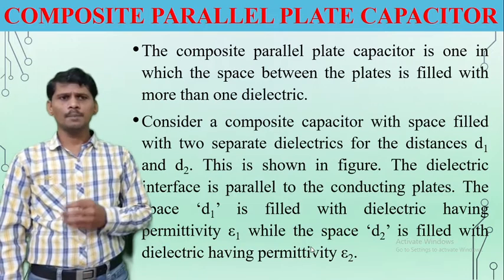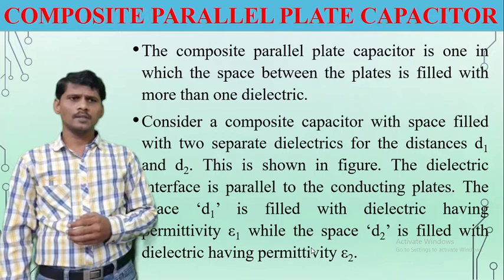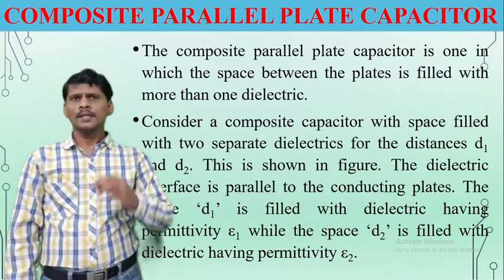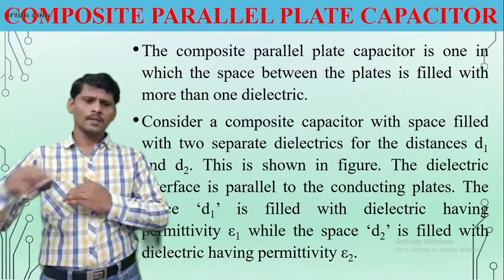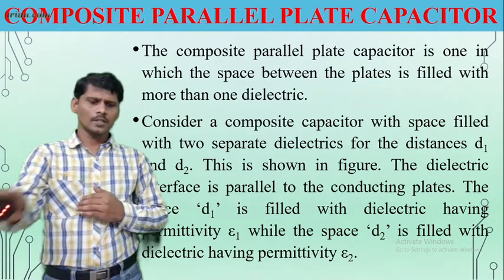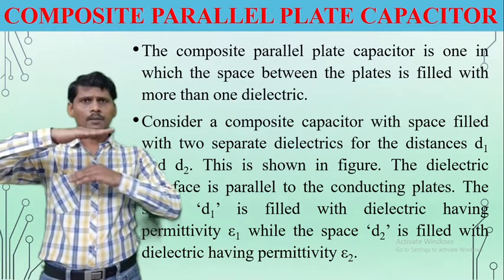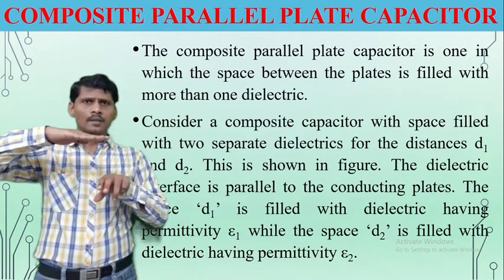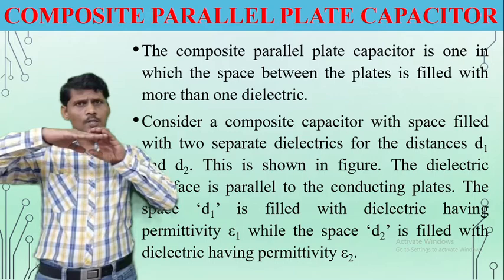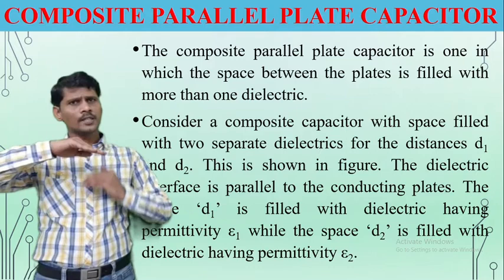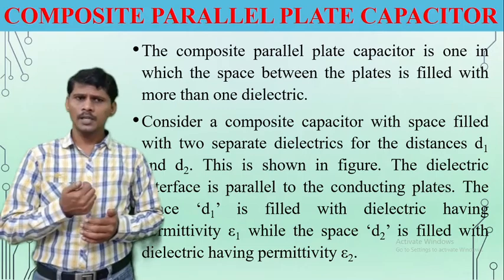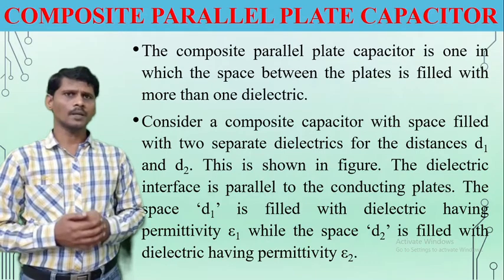Consider a composite capacitor with space filled with two separate dielectrics, of thickness d1 and d2. Consider a parallel plate capacitor. The space between plate 1 and plate 2 is separated by the dielectric interface, that is the boundary line. Plate 1 to the dielectric interface is space 1, and the dielectric interface to the second plate is space 2. Space 1 has distance d1 and is filled with dielectric permittivity epsilon 1, and space 2 has distance d2 and is filled with dielectric permittivity epsilon 2.